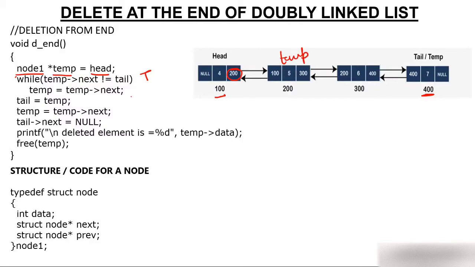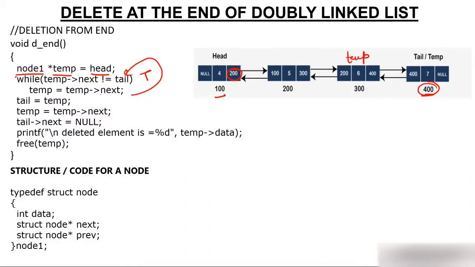Will I go out? No, I'll again check the condition. Temp next, what is temp next? 300, which is not equal to tail. What is tail? 400. Yes, 300 is not equal to 400. So I'll again move and update temp. Temp will have temp next. What is temp next? 300. So temp will have 300 here.